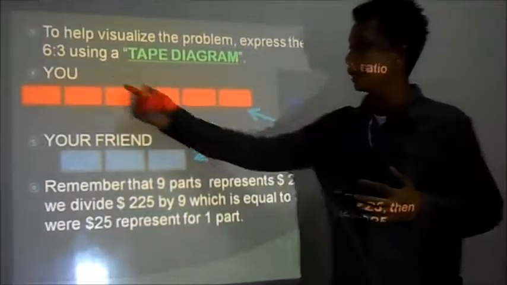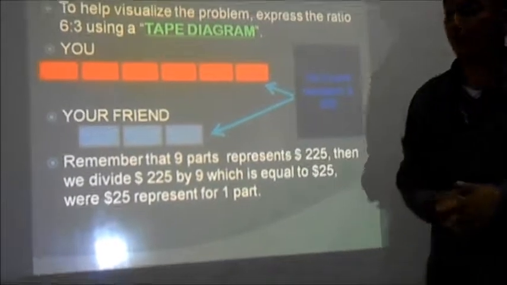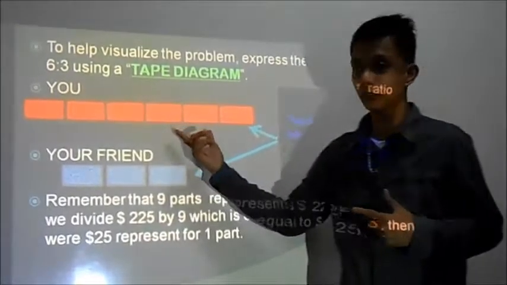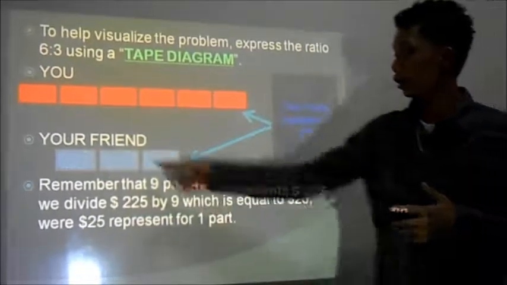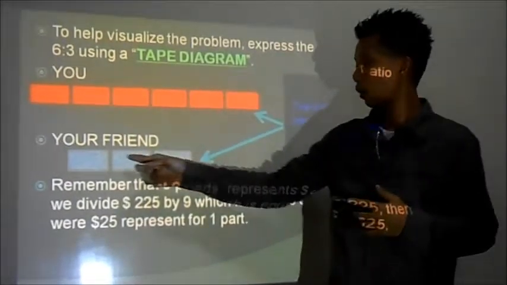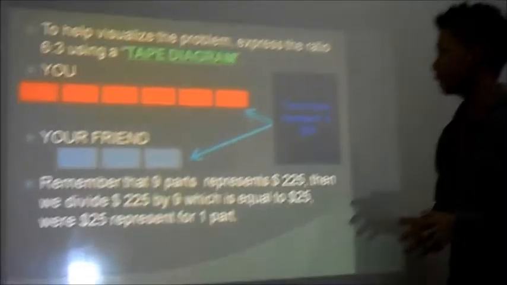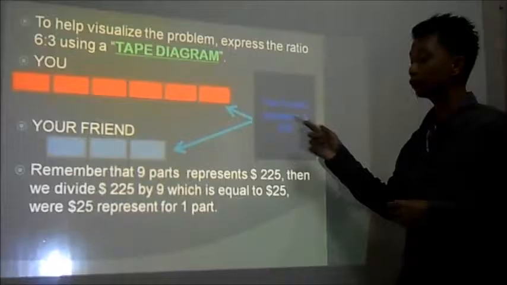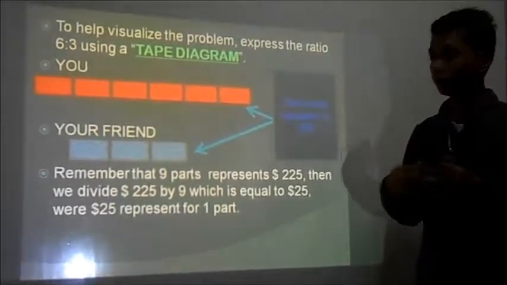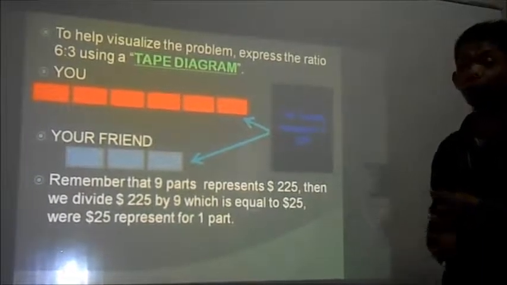So we have here 6:3. We have to illustrate it using the tape diagram. First, considering you have 6 tapes, it is illustrated there: 1, 2, 3, 4, 5, and 6. And your friend has 1, 2, and 3. Based on the given problem, the 9 parts represent $225, which is the total allowance of both you and your friend. Remember that 9 parts represent $225.